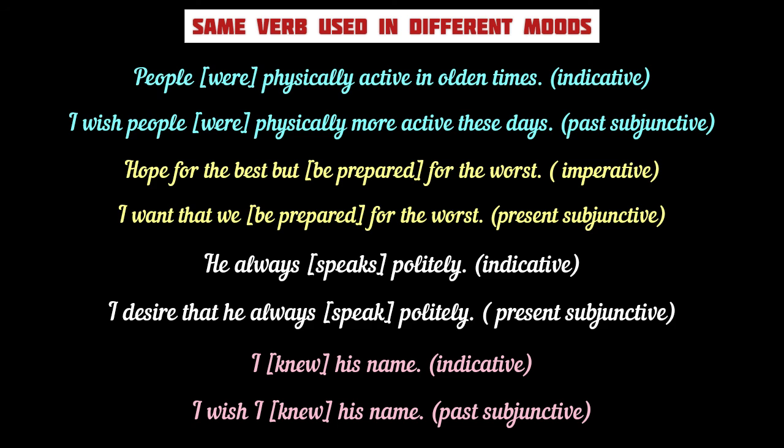In this way, we see how a particular verb can be used in different moods according to its context or the sense in which it is used.